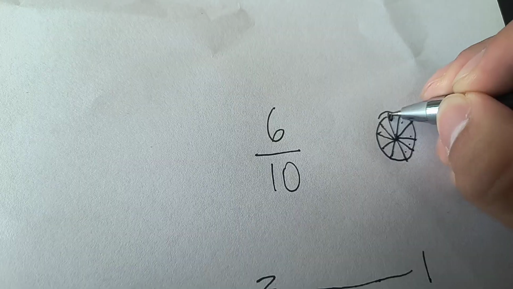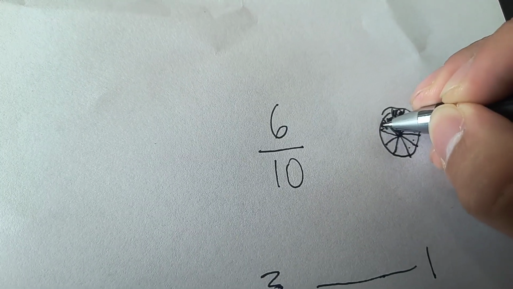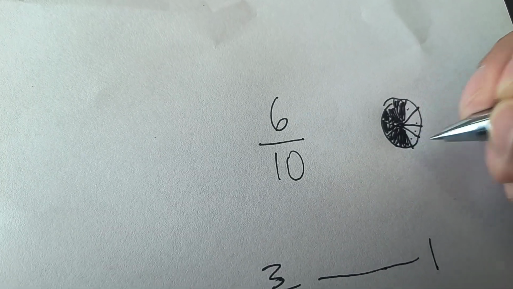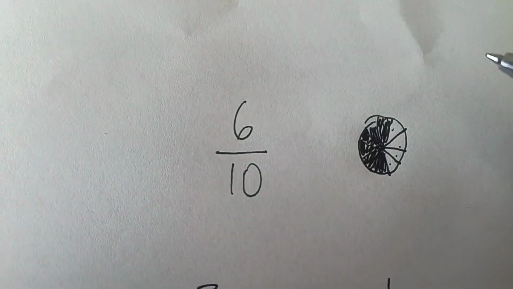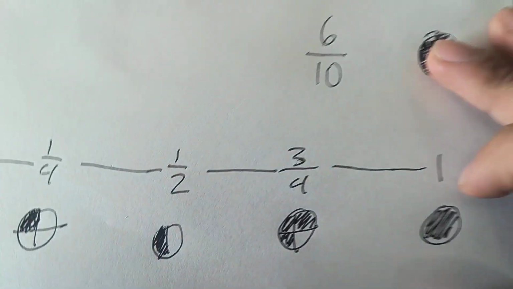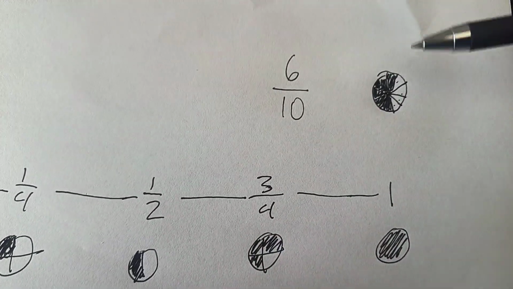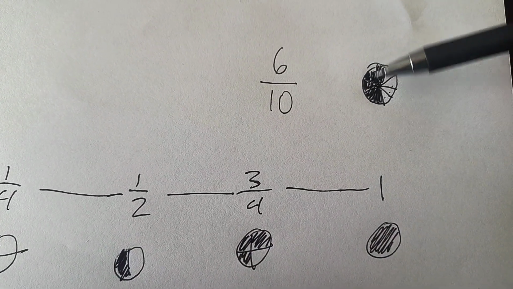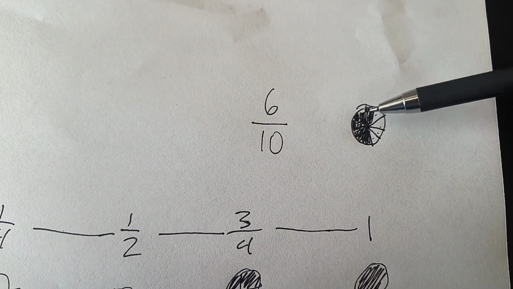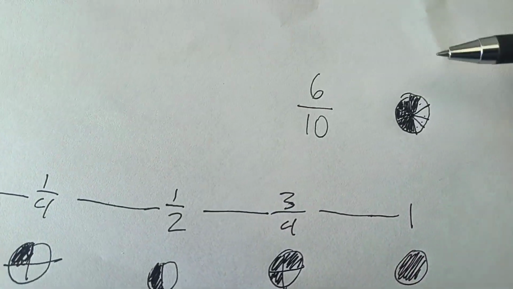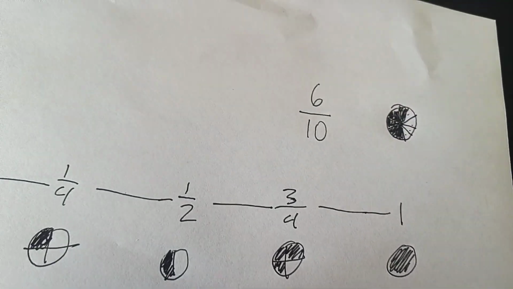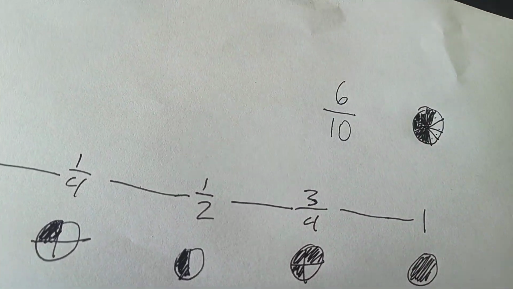Okay, then I color 6: 1, 2, 3, 4, 5, 6. Is that greater than or equal to 1/2? Well, if we look at these two circles, we can see they're very similar, very close, but the 6/10 circle colors in a slightly bit more than 1/2. So it represents a little bit more of the group than 1/2 does. So 6/10 is larger than 1/2.